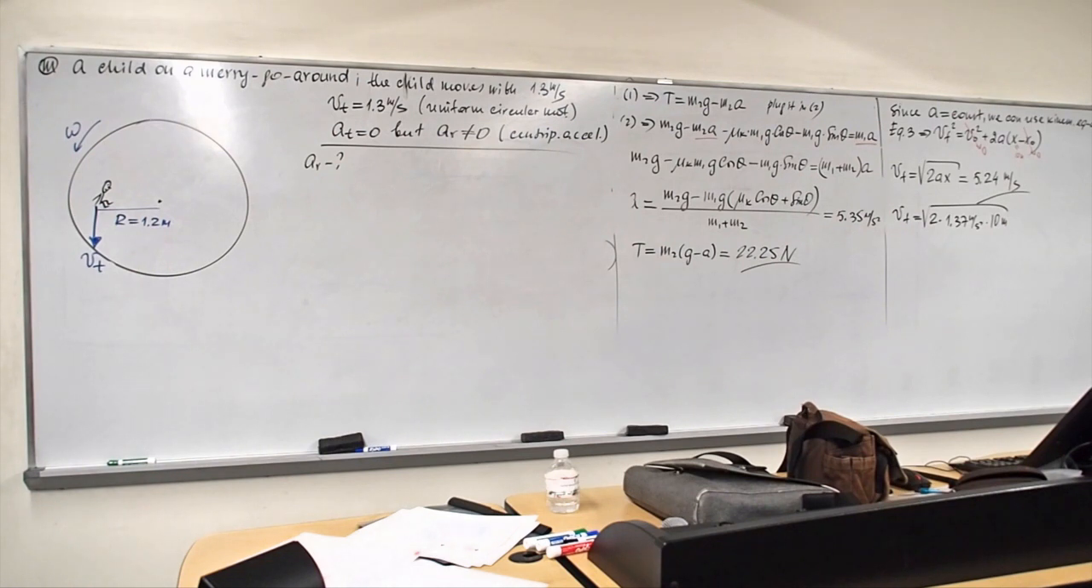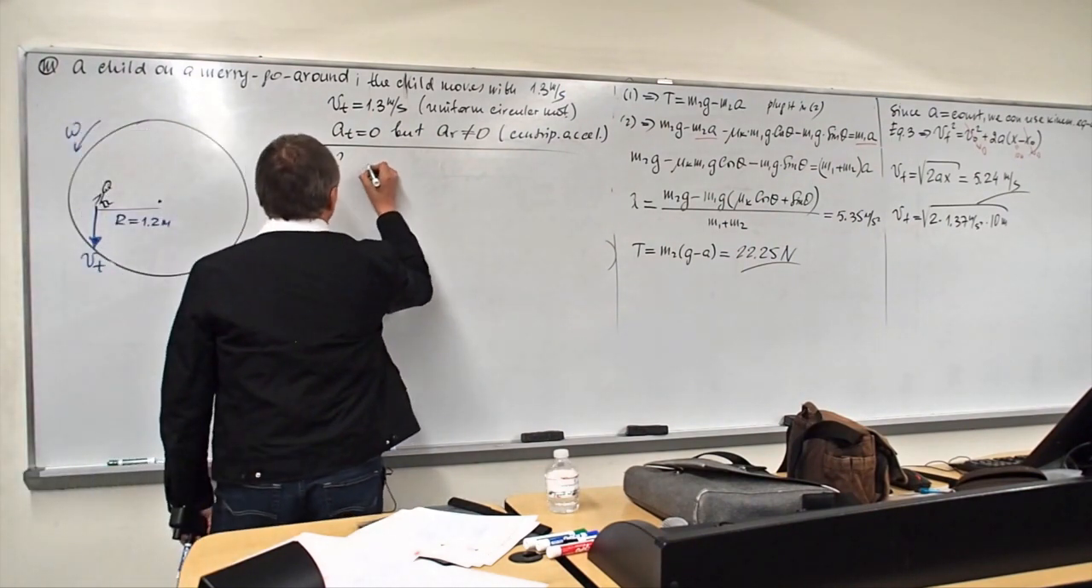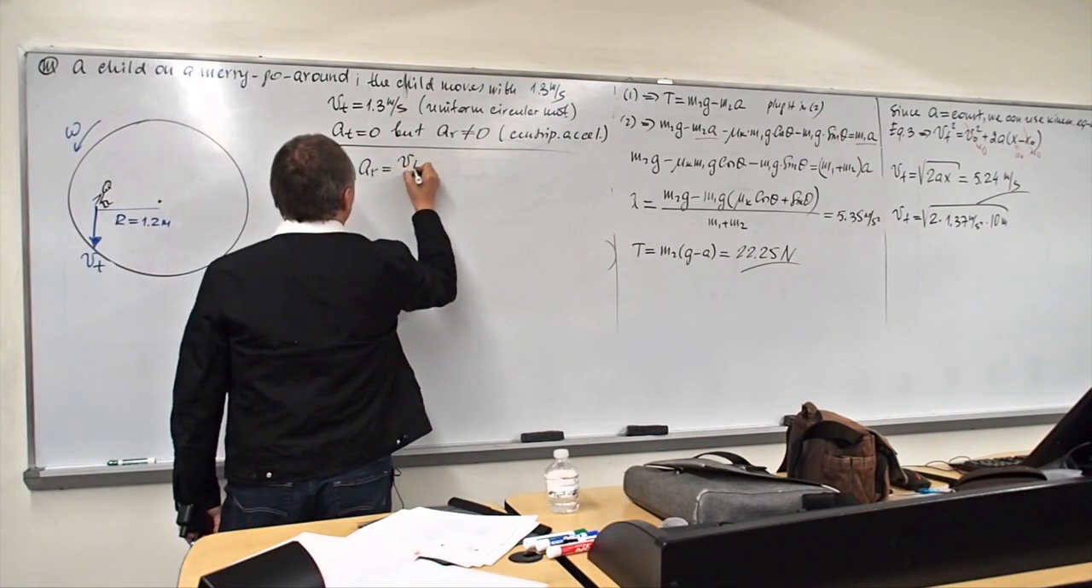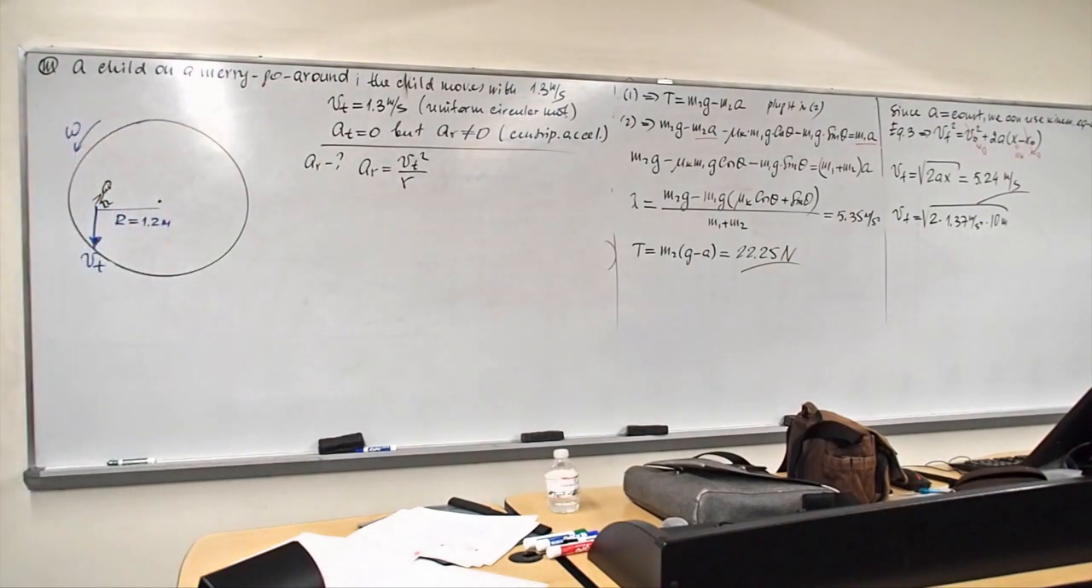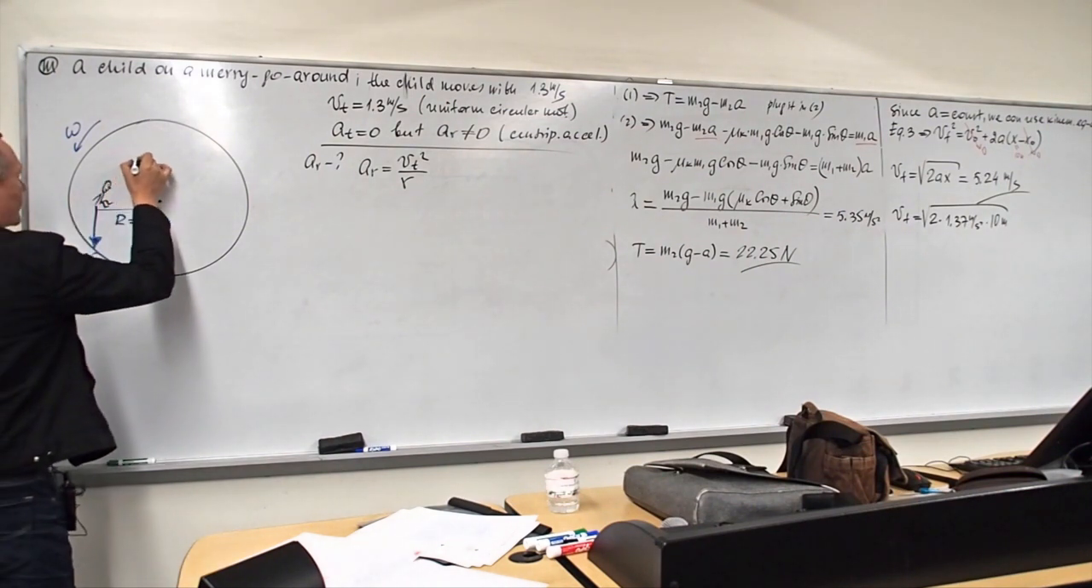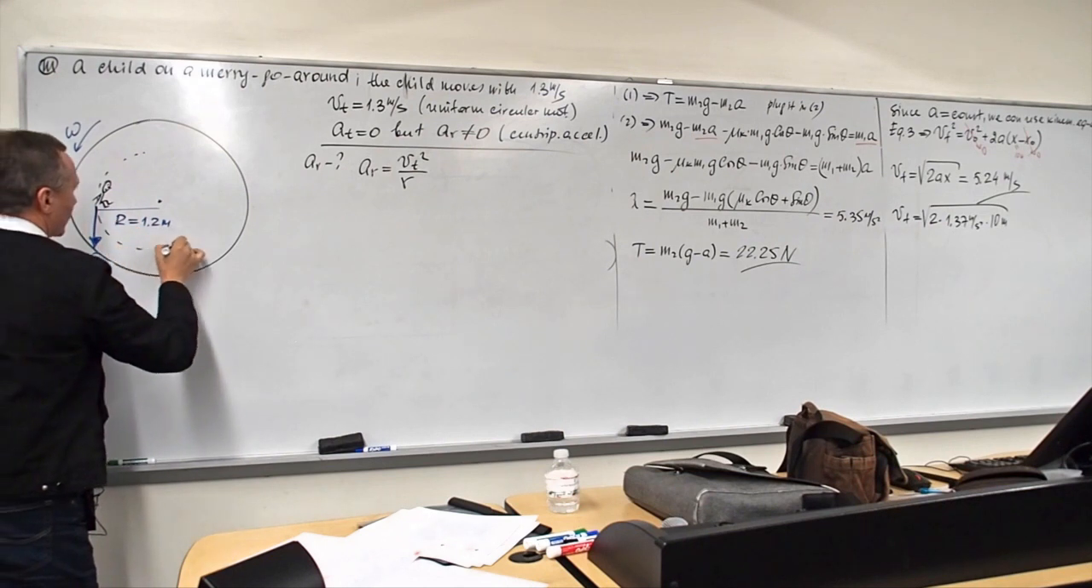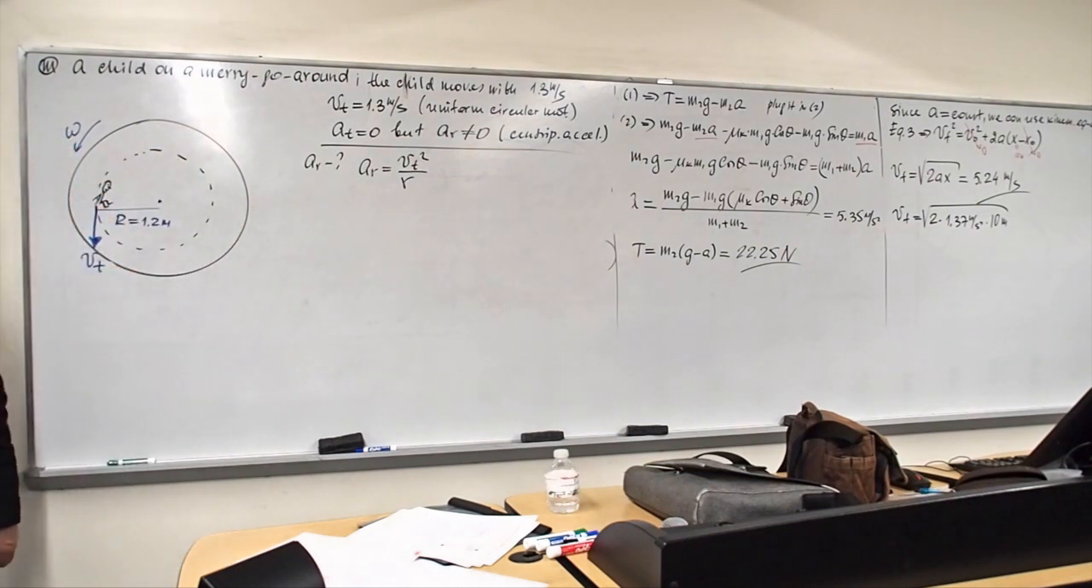At this point, you just need to remember the formula for the centripetal acceleration, or it will be given in the formula sheet. Where is it? I wrote it somewhere. Ah, there it is. It's the square of the tangential velocity divided by the radius. A sub r equals v tangential squared divided by the radius. In this case, it's not the radius of the merry-go-round disk. It's the distance to the child, because the child is executing this circular motion.